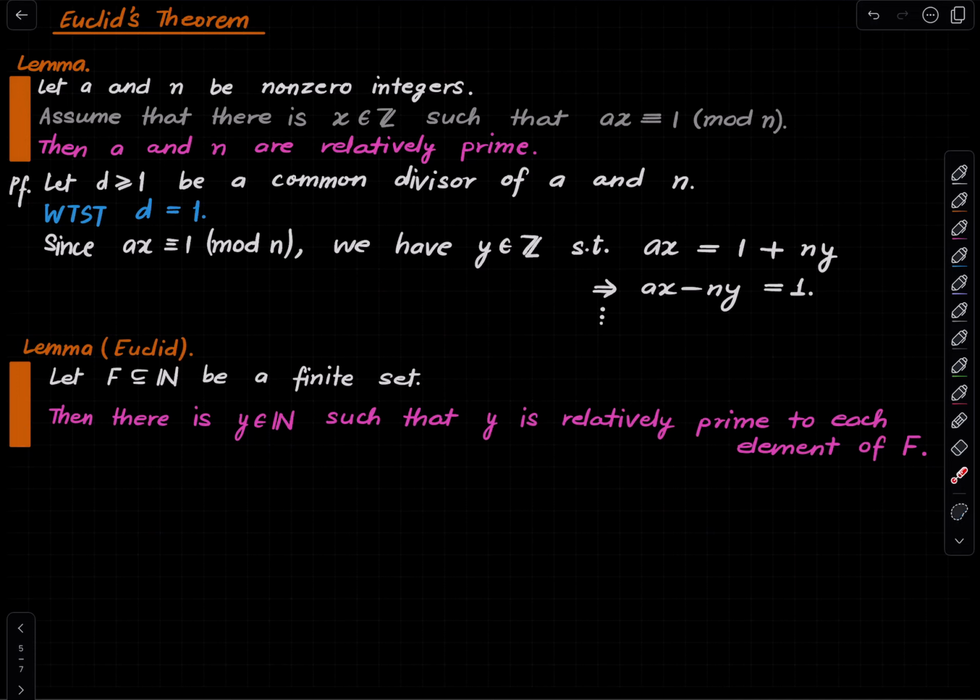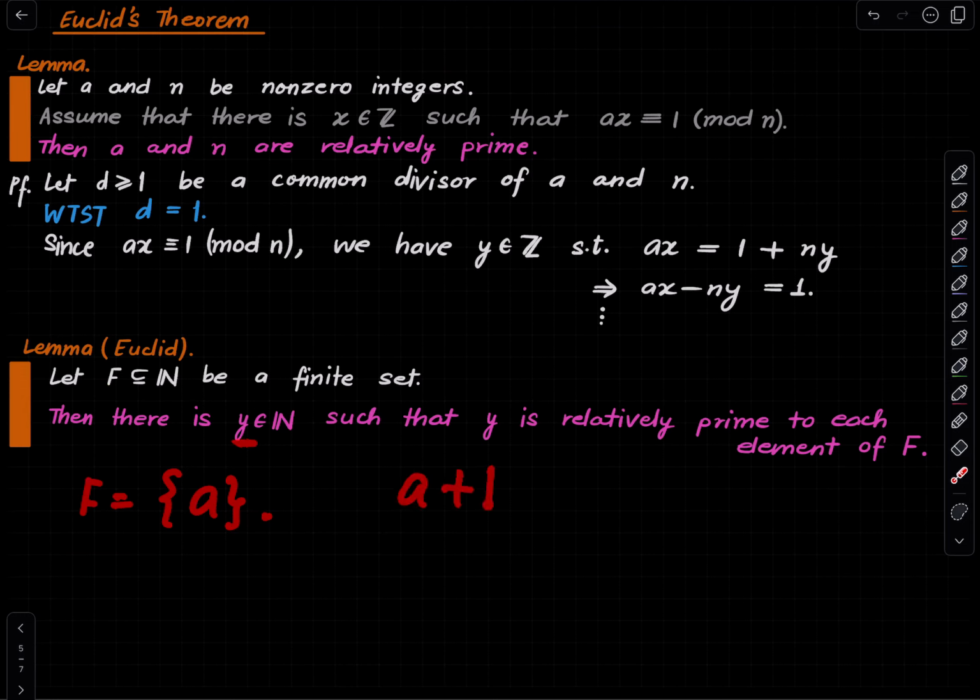So what are we saying? We are saying that fix a finite set f of natural numbers. The finite set is containing only natural numbers. We are saying that there is some natural number y which is relatively prime to every element of f. Right? For example, suppose f had only one element. Let's say f had some natural number a. Then can we find such a y? Clearly we can. Just take a plus 1.